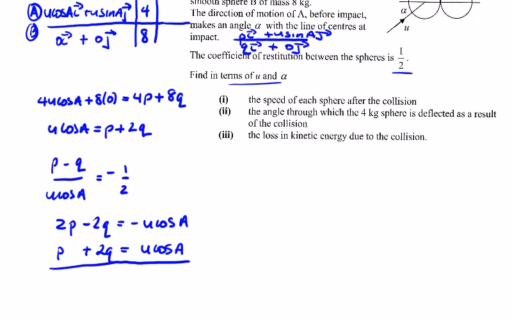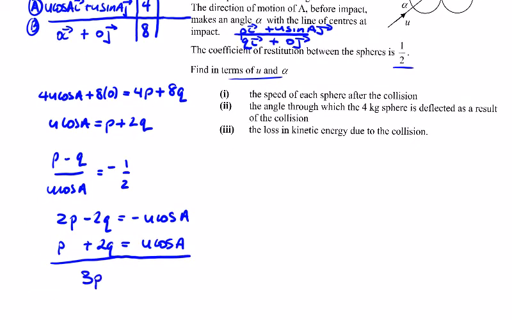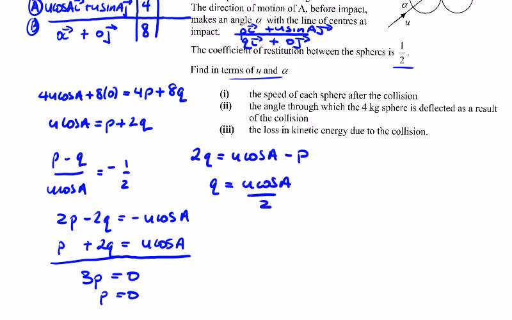Adding these, 3p is equal to 0, so p is equal to 0. So q: 2q is equal to u cos alpha minus p, and p is 0, so q is just u cos alpha over 2. That's the speed of each after the collision.